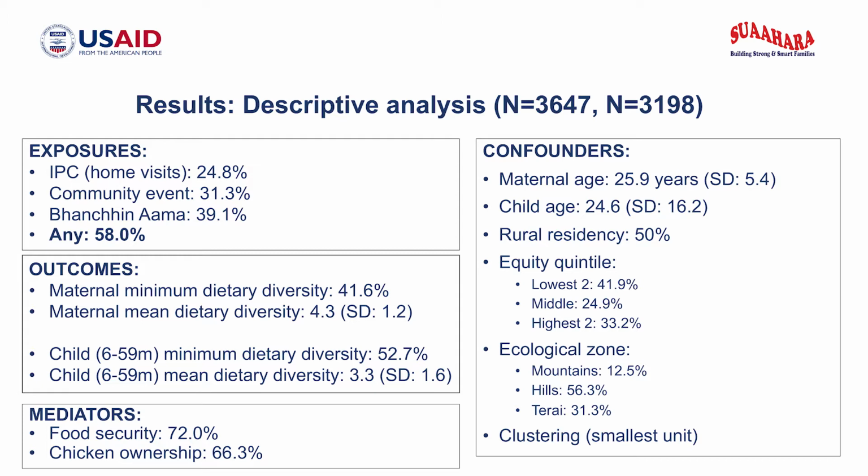We know that there are many confounding factors. You can't see it, so I'll tell you them: maternal age, child age, rural-urban residency, mountains, hills versus Terai, education status, etc. And of course, we need to adjust for clustering in the models. So the first step that we did was we tried to see if there were any associations between the specific SPC components or the overall SPC package and outcomes of interest.